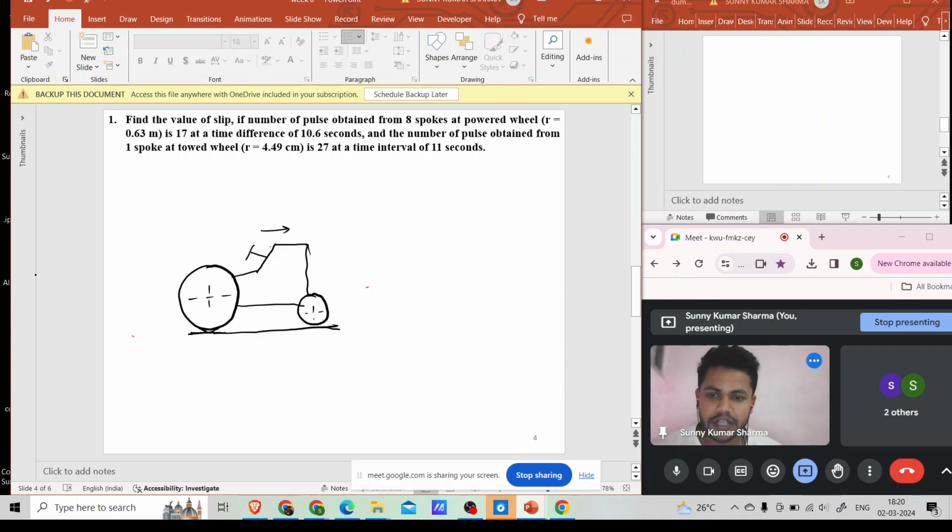Front tire will give actual velocity or theoretical velocity. What do you think? If this is a two-wheel drive tractor, sir, which velocity? The front wheel will be giving the actual velocity, sir. It is correct, but why?